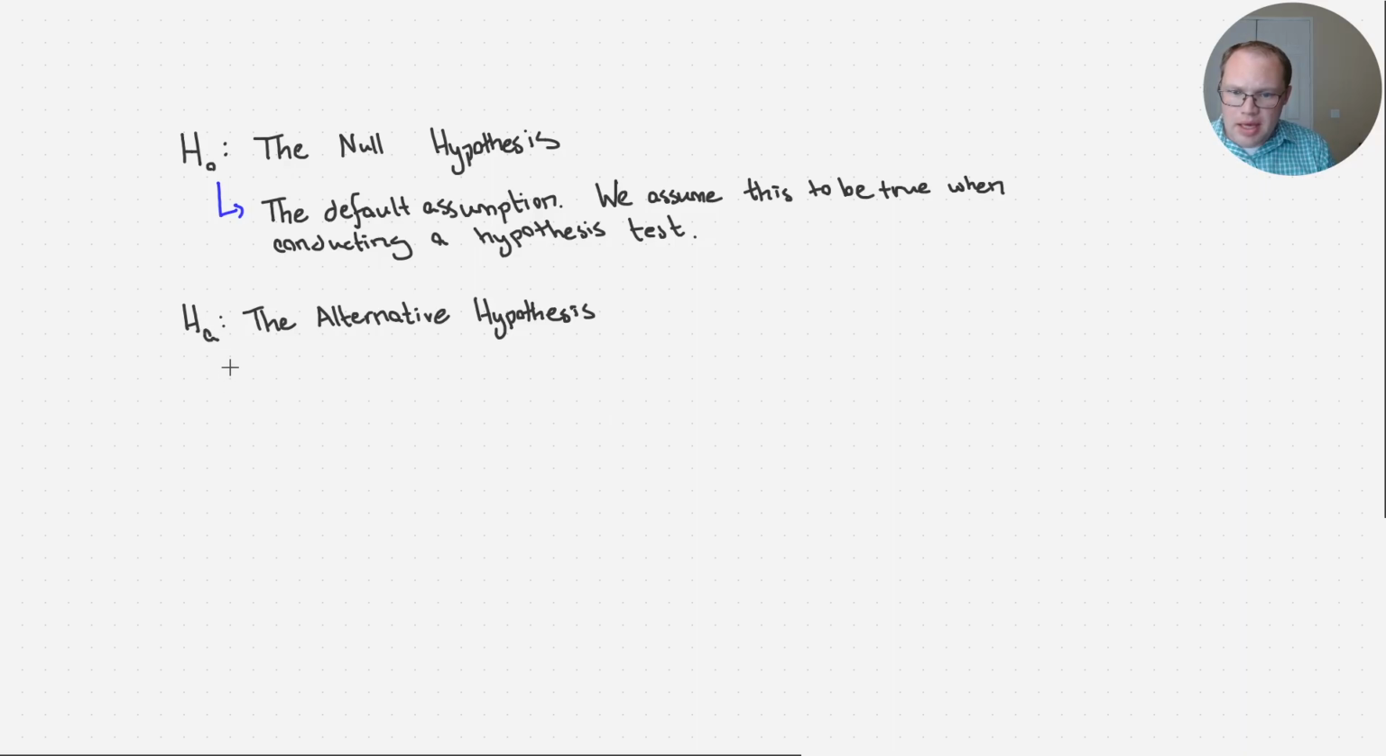H sub A, the alternative hypothesis, is a complementary hypothesis. That is, the two hypotheses are complementary. One of them has to be true, and only one could be true. Okay? When we're conducting a hypothesis test, we're usually trying to gather evidence to prove the alternative hypothesis.